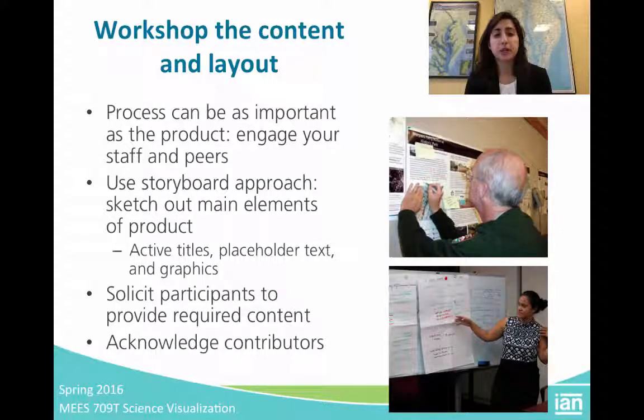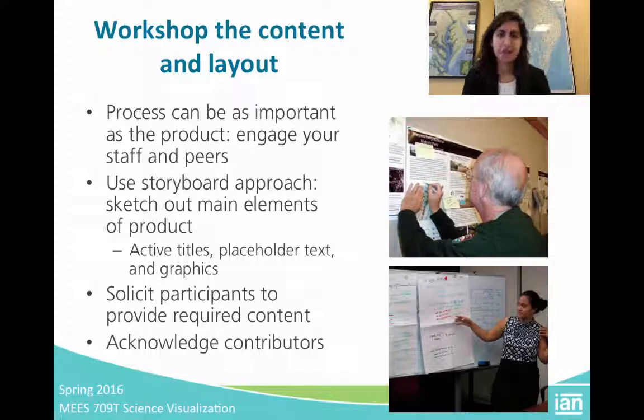So we use a storyboarding approach, which is sketching out the main elements of the product using active titles, putting in placeholder text, putting in placeholder graphics, and asking participants to provide the required content. So if you're in a group and you're workshopping a poster and you need 4 photos, you can say, hey, so-and-so, I need a photo of this and a photo of this. Give me 2 of each and I'll pick the best one for this part of the poster. And that way they feel involved, they have a stake in this product, and you don't have to do all the work.